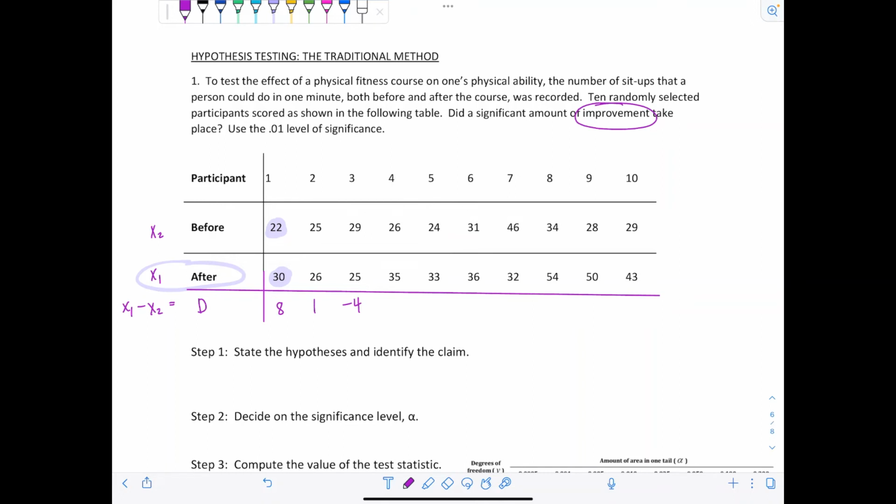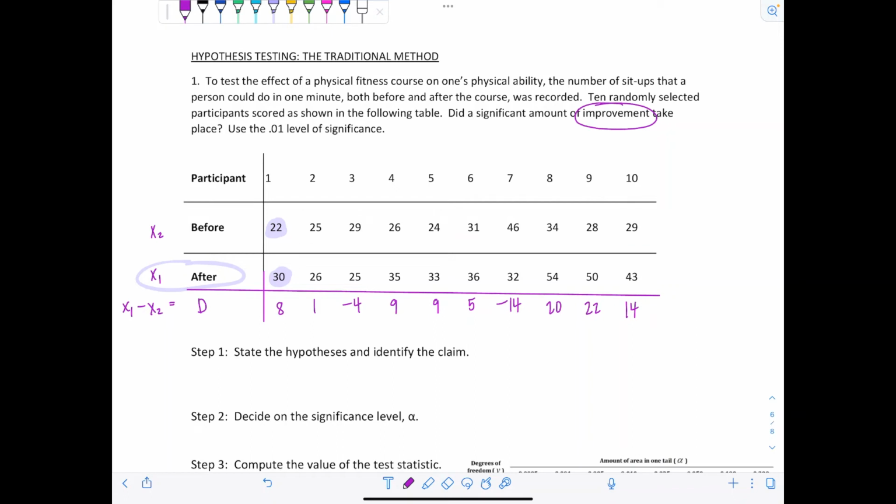Okay, 35 minus 26, that's 9. 9 more. 33 minus 24, 9. 36 minus 31, 5. 32 minus 46, negative 14. What happened to them? Maybe the course was so grueling, they were just too wiped to do this physical fitness test. Okay, 54 minus 34 is 20. 50 minus 28, 22. And last one is 14.